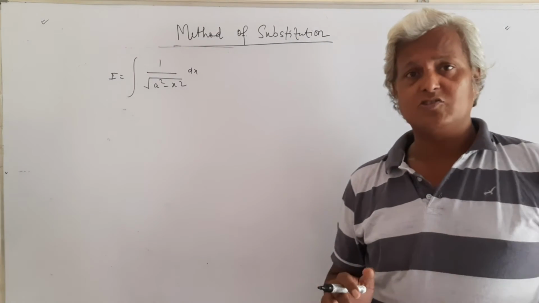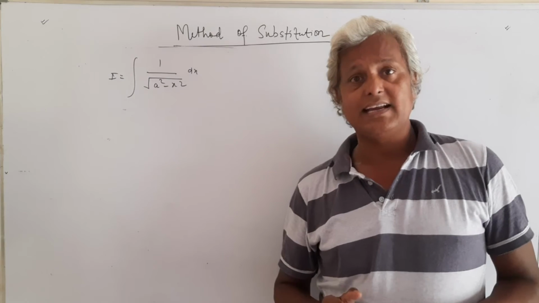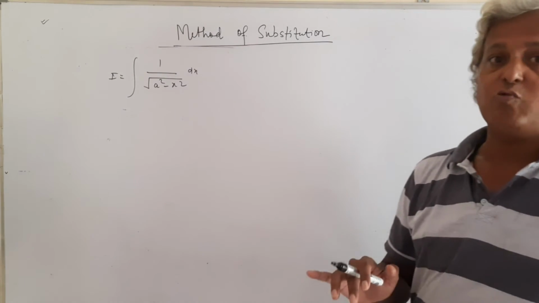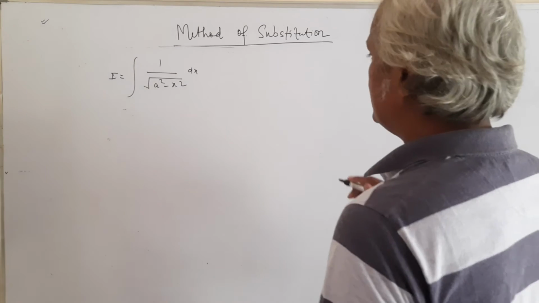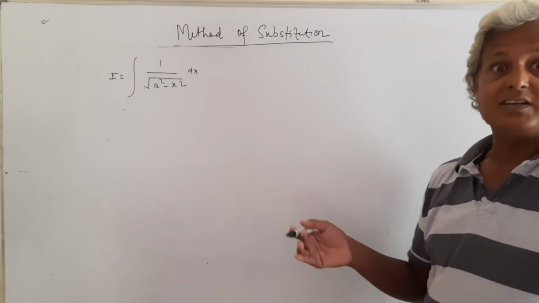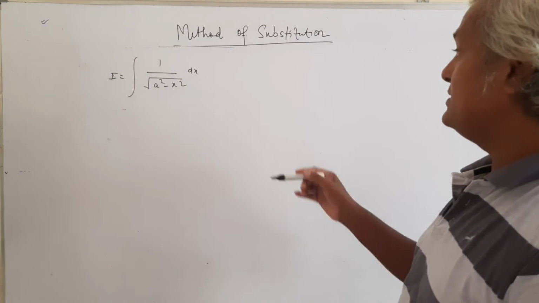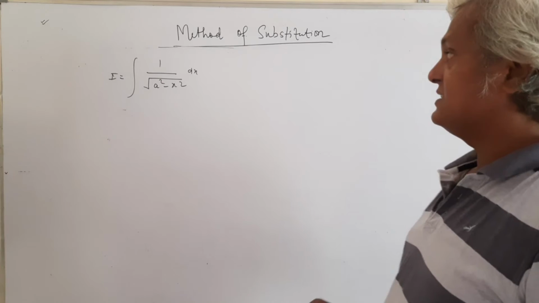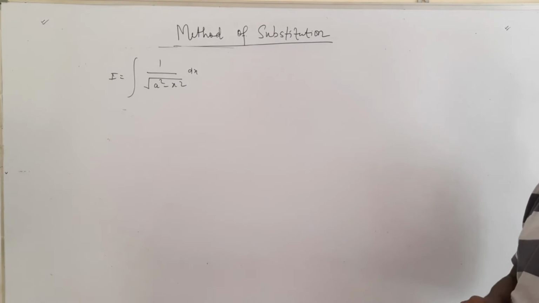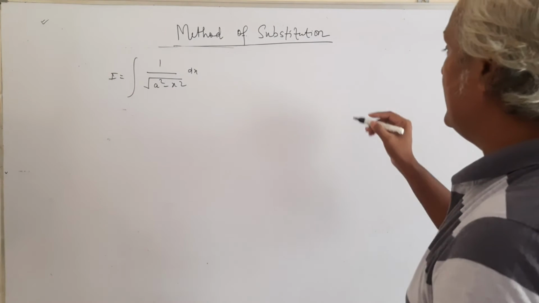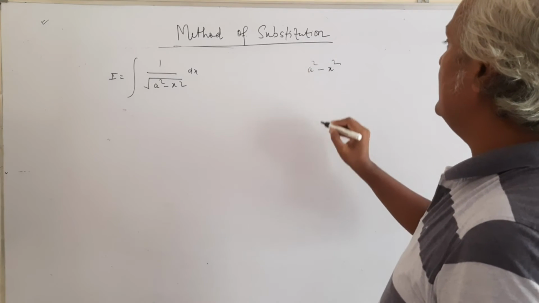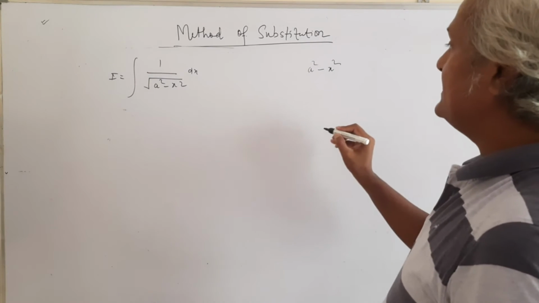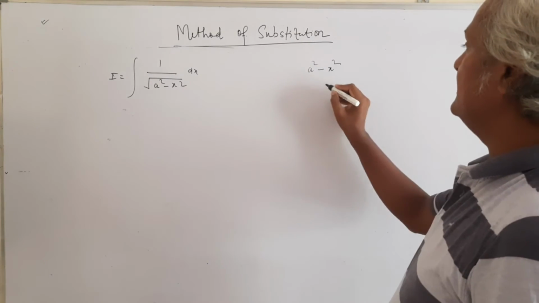Two other forms are also there: sec square minus 1 is tan square, and cosec square minus 1 is cot square. But we will go for the sine square, because 1 minus sine square is just like constant square minus variable square. So a square minus x square can be analogous to 1 minus sine square. So here we have a square minus x square. Let x be a sine theta.